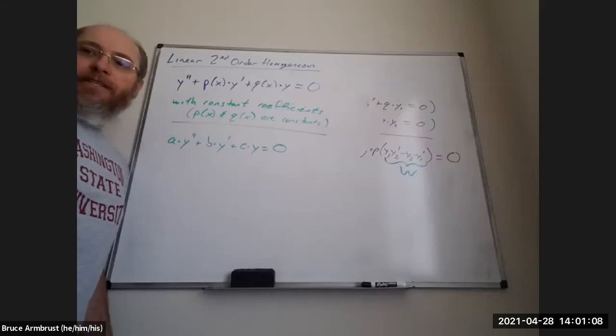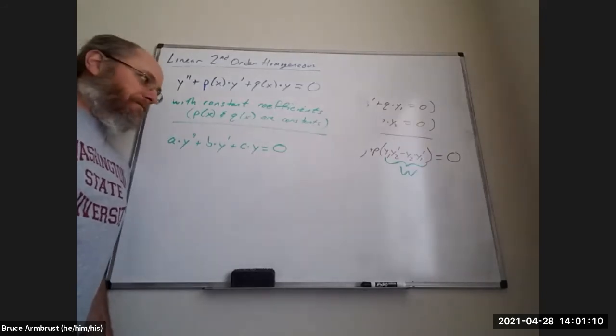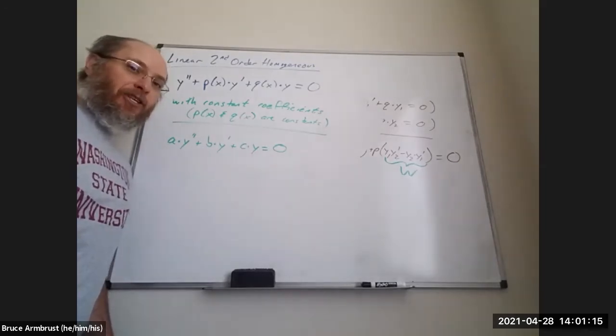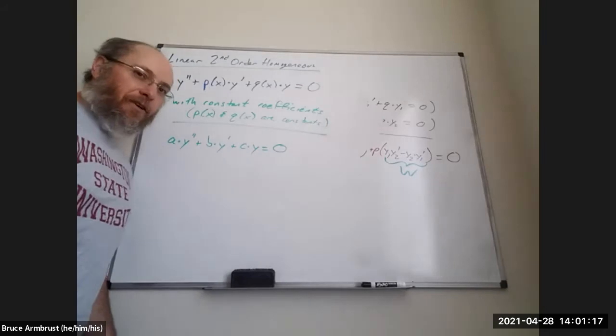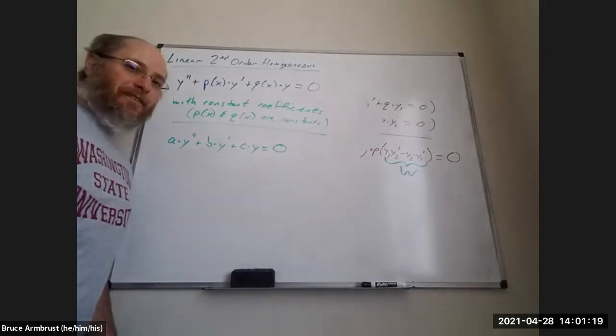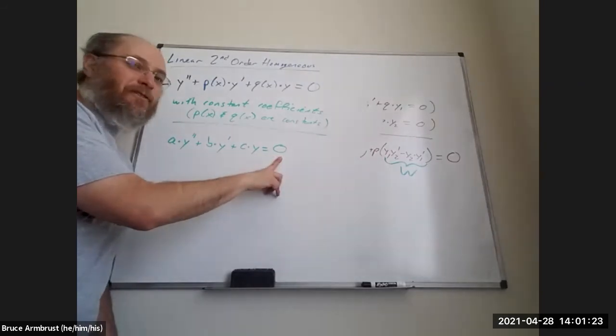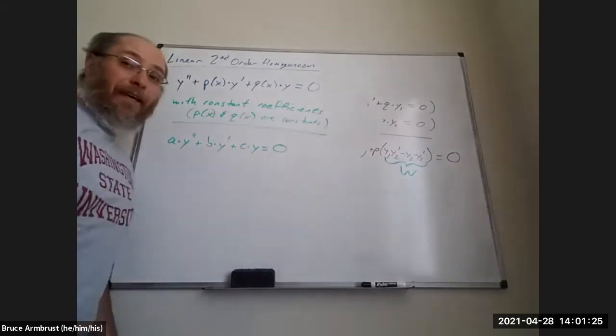I see Ralph put in the chat box 0. Okay, you're lucky we're not in class together because I would chuck something at you. Of course, 0 is a trivial solution. When we're talking about homogeneous, homogeneous always have a solution of 0, but we don't care about that. We care about the other thing.